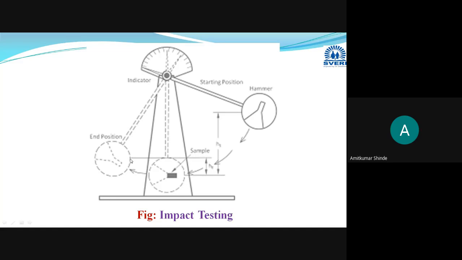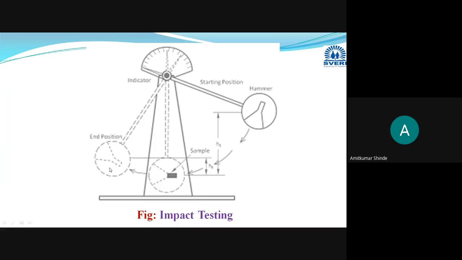Again, its height will be marked and it is measured. Okay, and we are going to take the difference between the potential energy at the initial position and at the end position. Simply, we are going to take the difference.